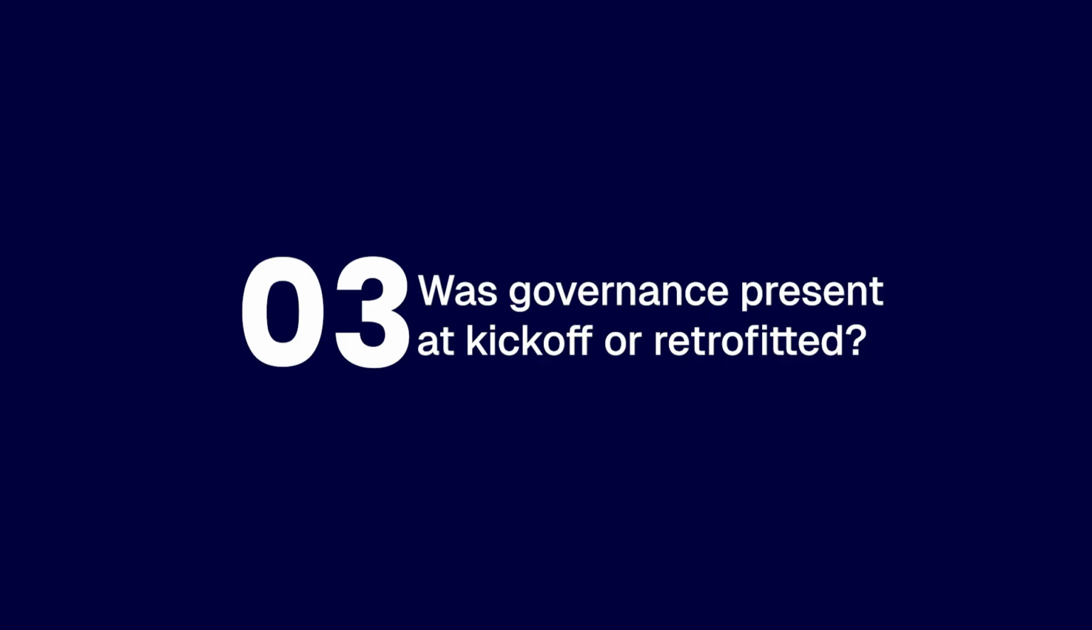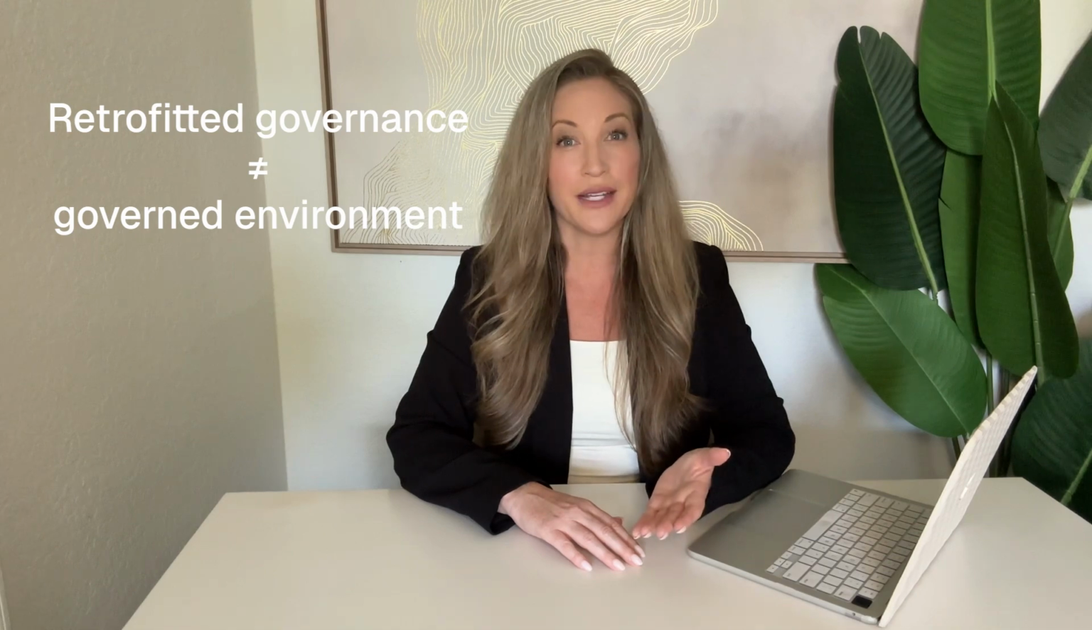Third, was governance present at kickoff or retrofitted? This is the question that determines whether the environment can be governed at scale. When an environment was built without a named administrator, without environment separation, and without connector policies, and those elements are now being added after 60 or 70 solutions are running, what you are doing is not governance. You are imposing rules on solutions that were designed to work without them. Some of those solutions will break under the new policies. Others will require redesign to comply.